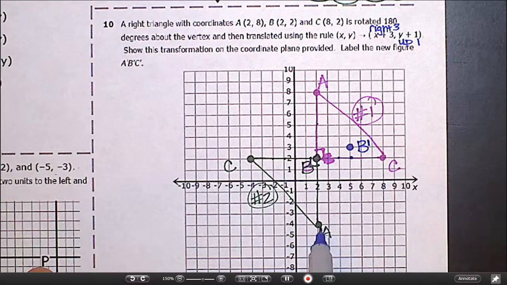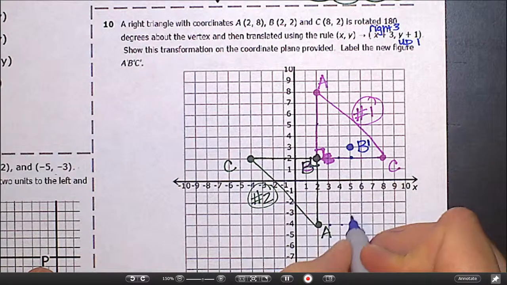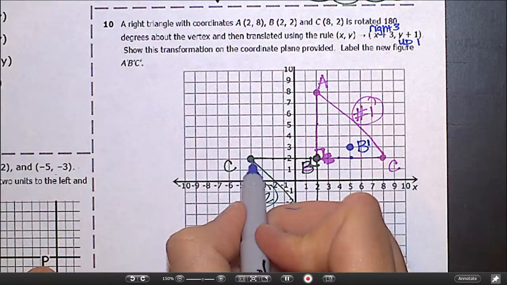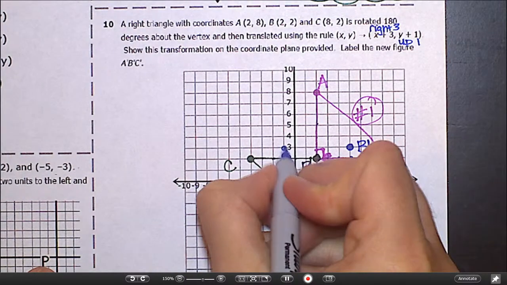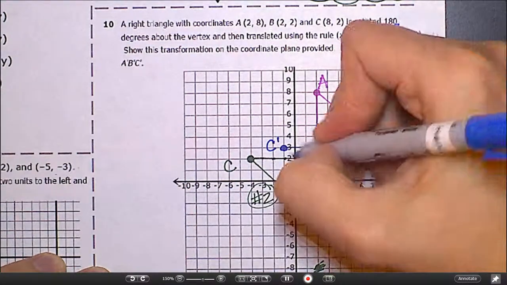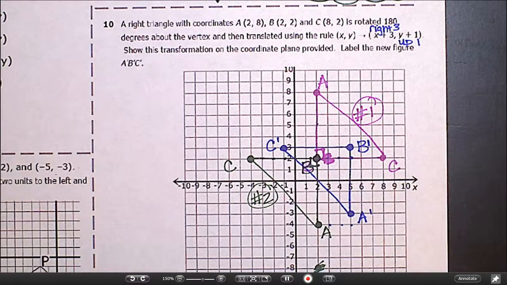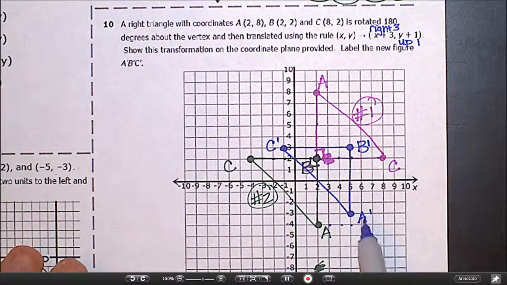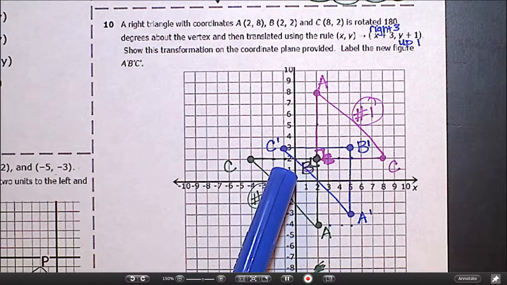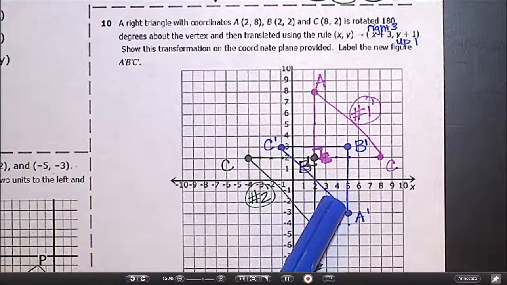Okay, let's do the same with A. Right 3, 1, 2, 3, and up 1. We have A prime. And then C, right 3, up 1, C prime. So this is the new figure, and we've labeled it A prime, B prime, C prime. So I know this looks kind of messy, and it had a lot of steps to it, but really all we were doing is dissecting it. First, we had to draw it, then we had to rotate it, and that's the green figure, and then we had to translate it, right 3, up 1, and that's the blue figure.